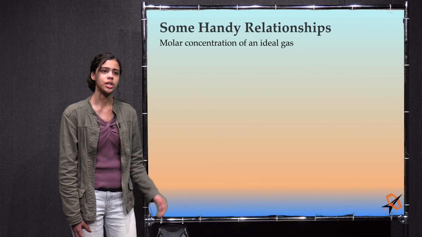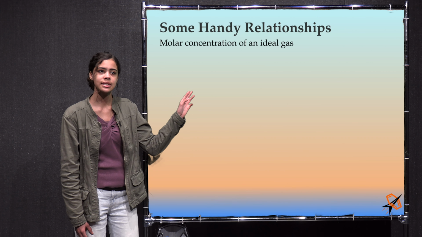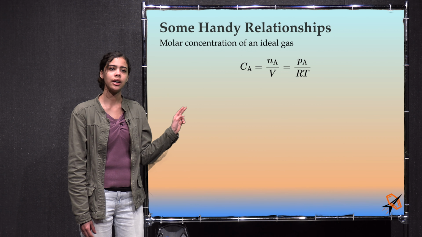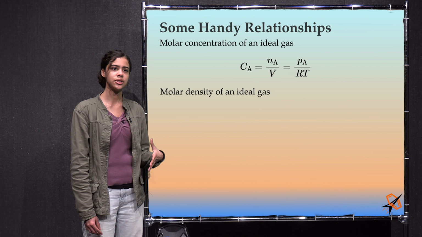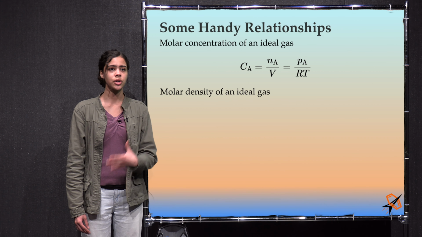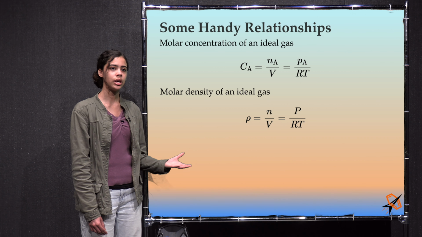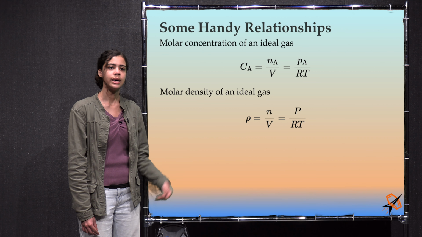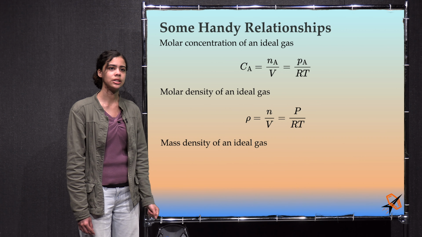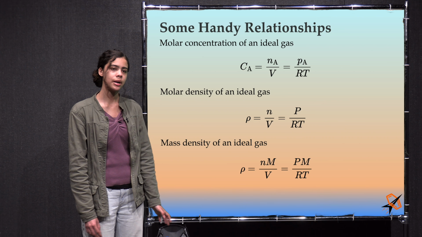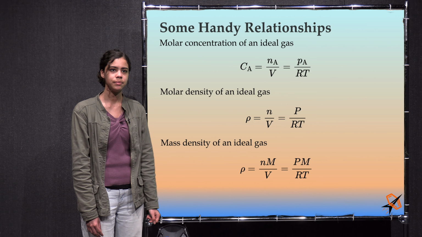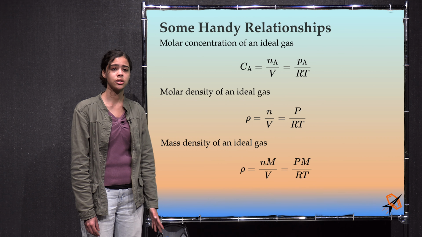The molar concentration of species A in an ideal gas, C_A, is equal to N_A over V, or P_A over RT. The molar density of an ideal gas, which has the same units as concentration, ρ, is N over V, or P over RT. And lastly, the mass density of an ideal gas, ρ, is the number of moles times the molecular weight divided by the volume, or PM over RT. It also works with an average molecular weight.